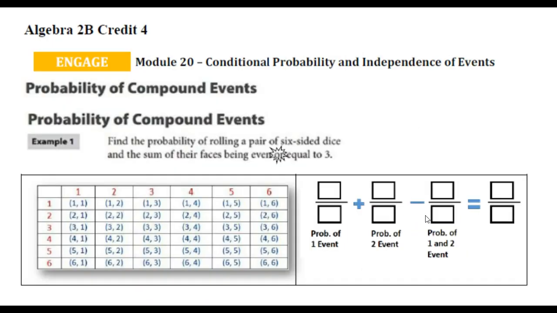And hopefully you did that, because we're moving right along to getting ready for Chapter 20, Conditional Probability and Independent Events. In example 1, they talk about finding the probability of rolling a pair of dice. This is my picture of a die. So we're going to roll not 1, but 2 dice.